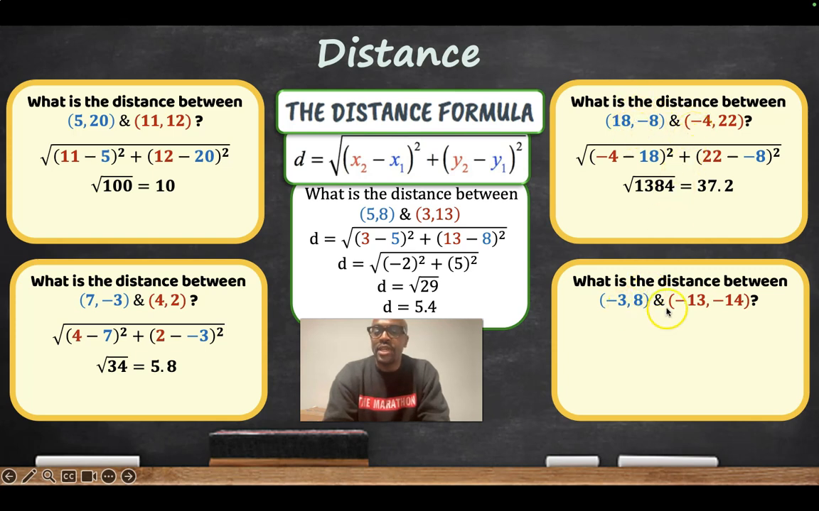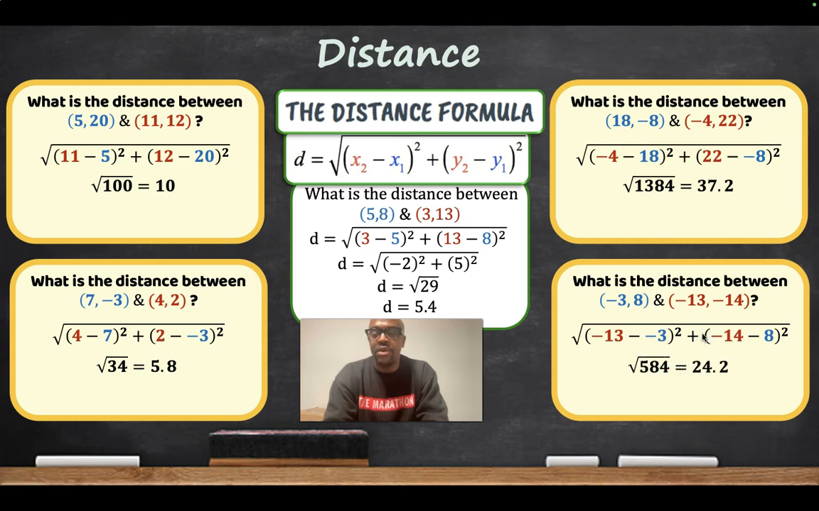Now, what is the distance between these 2 points? Take the x's, subtract them, and the same thing for the y's. All right, so the square root of negative 13 minus a negative 3 squared plus negative 14 minus 8 squared. And if you type this in and you got square root of 584, which is equal to 24.2, you are correct as well. Now that we spent some time practicing finding the distance between 2 points utilizing a distance formula, now let's look at it in a different context where it might be best to use the Pythagorean theorem.